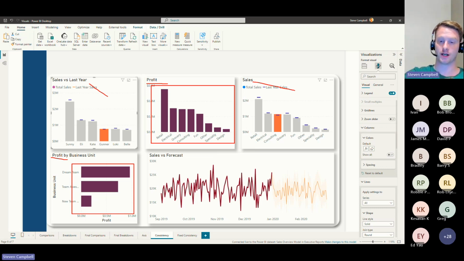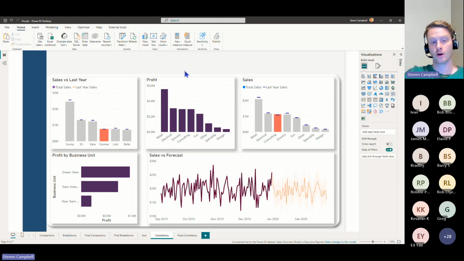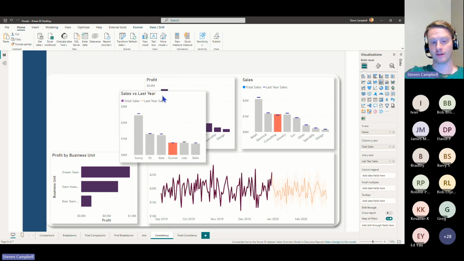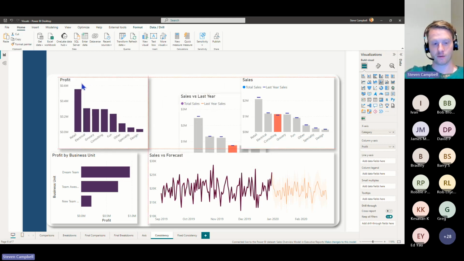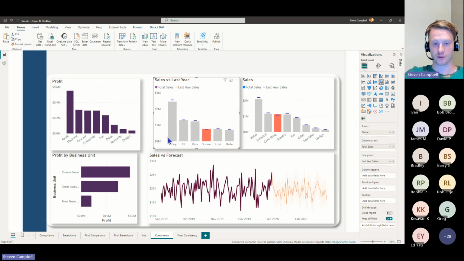Sales, which is higher than last year, is gray. Sales, which is lower than last year, is red. So really consistent, and it's a good way of keeping things. I can just look at this and I know instantly where the profit is and the difference between the metrics. However, this one here and this line graph, these are all sales. So I'm probably going to rearrange this. These two are profit, so let's put profit over here together. Let's put sales over here together.